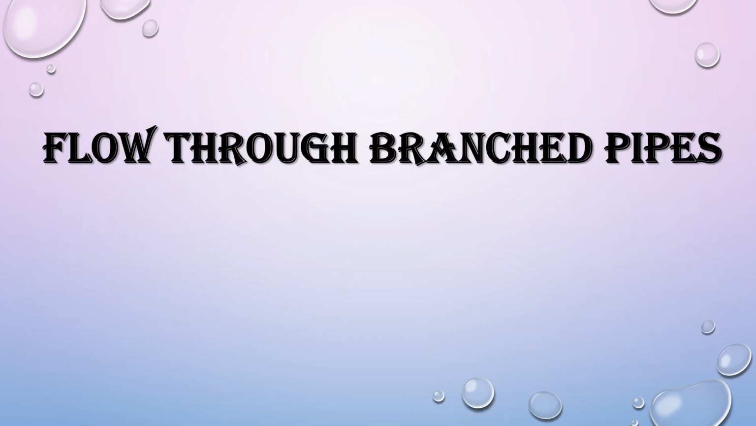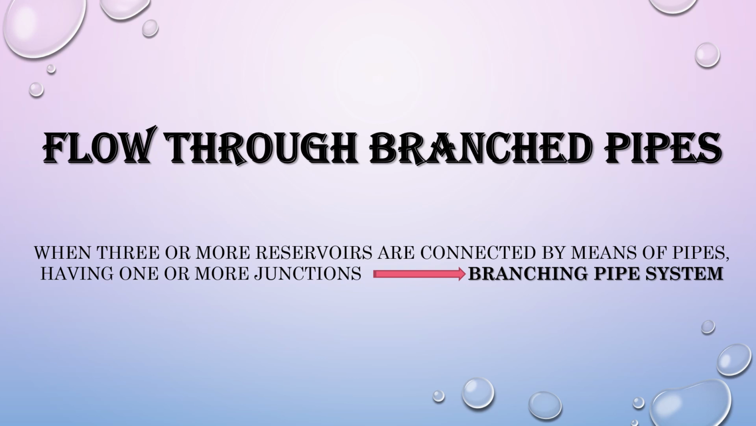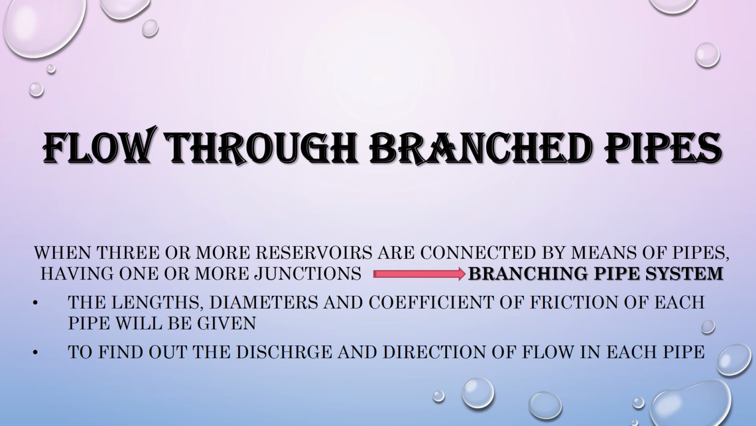Now we move to the next topic, that is flow through branched pipes. So what is branching of pipes or branched pipes? When three or more reservoirs are connected by means of pipes having one or more junctions, this system is known as a branching pipe system. Here we should keep in mind that in earlier cases we had only two reservoirs, but in the case of a branch pipe we have three or more reservoirs, connected by means of pipes having one or more junctions. Then we can say that it is a branch pipe case.